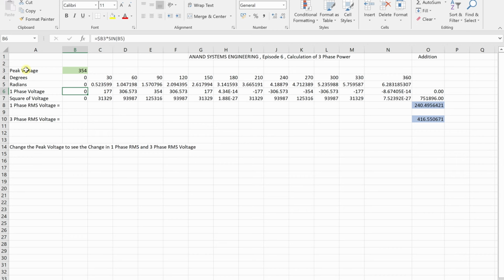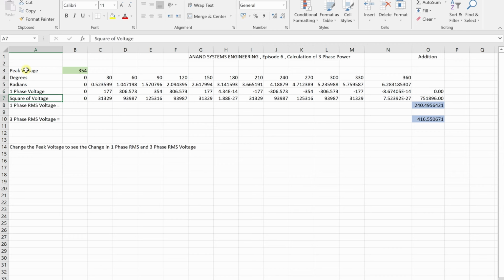Now what we will do is, at each degree, we will calculate the voltage. For example, at sine 30, we know that equals 0.5 and we will multiply the peak value. So 0.5 multiplied by 354, we will get 177. Like that, we will put the instantaneous voltage at each degree. Now for a single phase voltage, if you add all the instantaneous voltages, you are going to get 0 volts. But that is not how we calculate the average voltage or the RMS voltage.